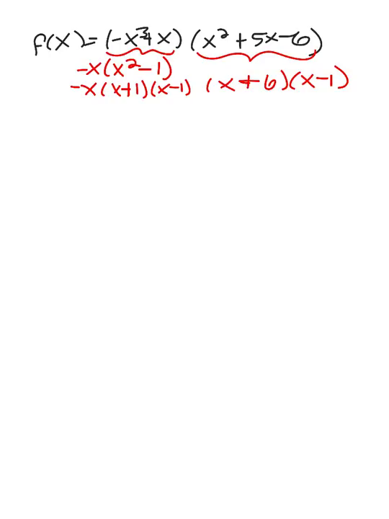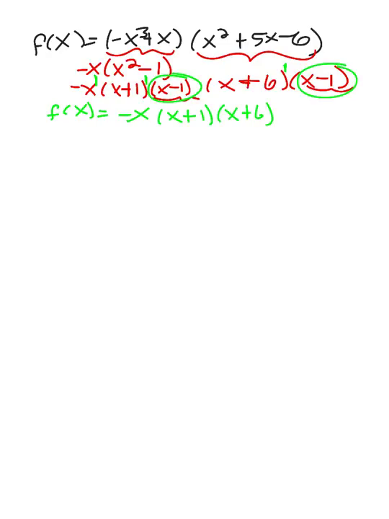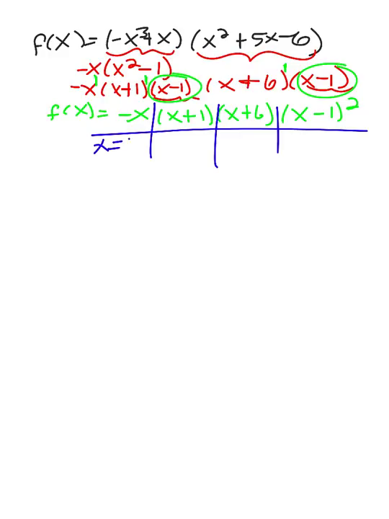Okay, so I'm just going to rewrite this because I see I have an x minus 1 and an x minus 1 there. So f of x is equal to negative x. I'm going to put all my odd exponents together, so this would be an odd exponent, this would be an odd exponent. So it'd be negative x, times (x plus 1), times (x plus 6). And then I have 2 factors of x minus 1, so it'd be (x minus 1) squared. All right, so my zeros are at x equals 0, x equals negative 1, x equals negative 6, and x equals 1.